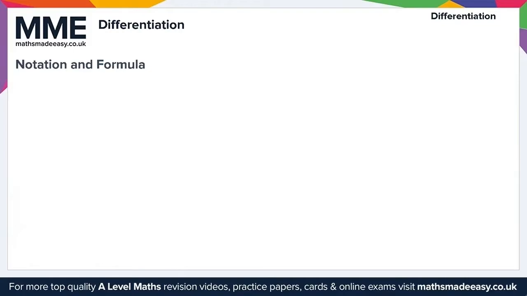And to start with, we're just going to take a look at the notation we use when differentiating and the formula. So to start with, let's just take a general curve here. Let's say we have the equation of y equals x to the n. We could also write this using function notation, which would be f(x) is equal to x to the n.